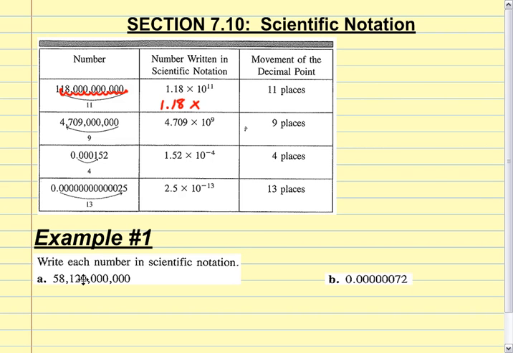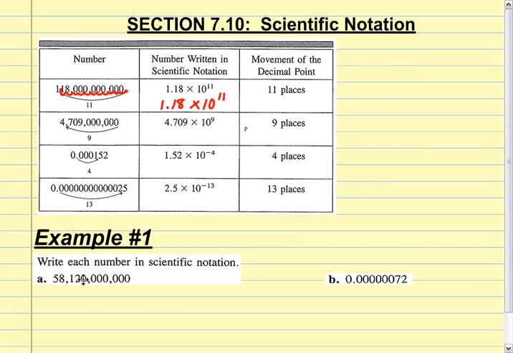Okay? But to keep this number equal to what it was when we started, I have to multiply it by a big number, right? Because it started at 118 billion and now I've made it 1.18. Okay? So I'm going to multiply it by 10 to the 11. The number of places, not 10. I just said 11 and my hand wrote 10. To the 11. The number of places that I moved it. Okay?